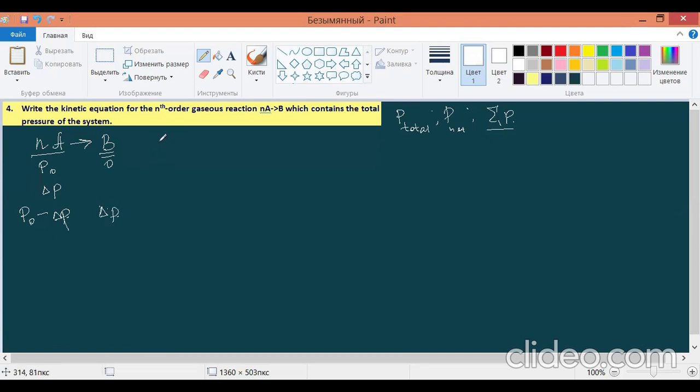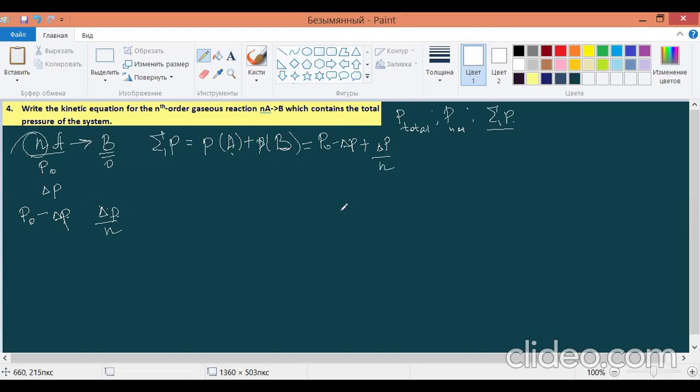So according to Dalton's law, we can write that the total pressure of the whole system is the sum of partial pressures of A and B, right? We know this from physics, and we often use it in chemistry and all the calculations related to gaseous systems. PA is equal to P sub 0 minus delta P, while the partial pressure of B is equal to delta P. Oh, I'm sorry, delta P over N, of course, because of this coefficient. Delta P over N, right?